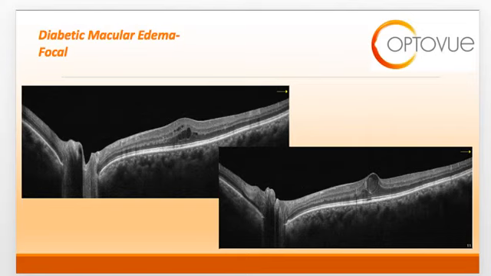The classic clinical descriptions of DME include focal, diffuse, and cystoid or CME. And these we make based on clinical appearance. Focal leaking microaneurysms will lead to focal macular edema, which will appear as well-circumscribed areas of thickening on the OCT. Oftentimes, you will see hard exudates adjacent to the area of focal edema.